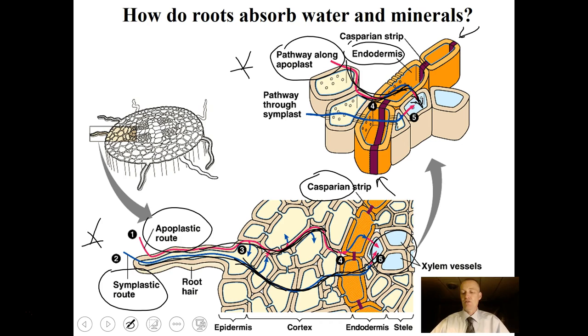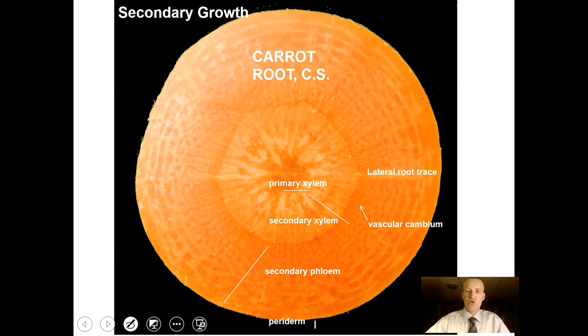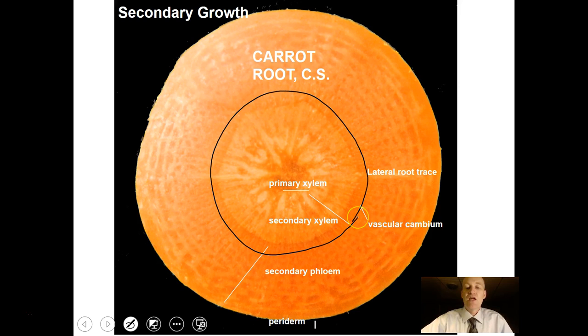And minerals are absorbed in the same kind of way, in addition to the water. This is just showing you a root of a carrot, and it's showing you this little area right here called the vascular cambium. This is the area that will produce secondary growth. So phloem's going to be made this way, xylem's going to be made this way. This is the tissue that has the cells that divide to make it.